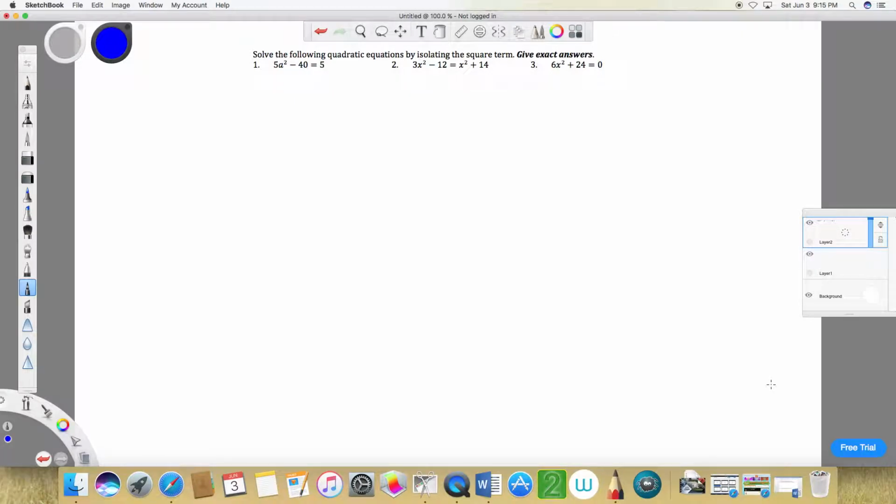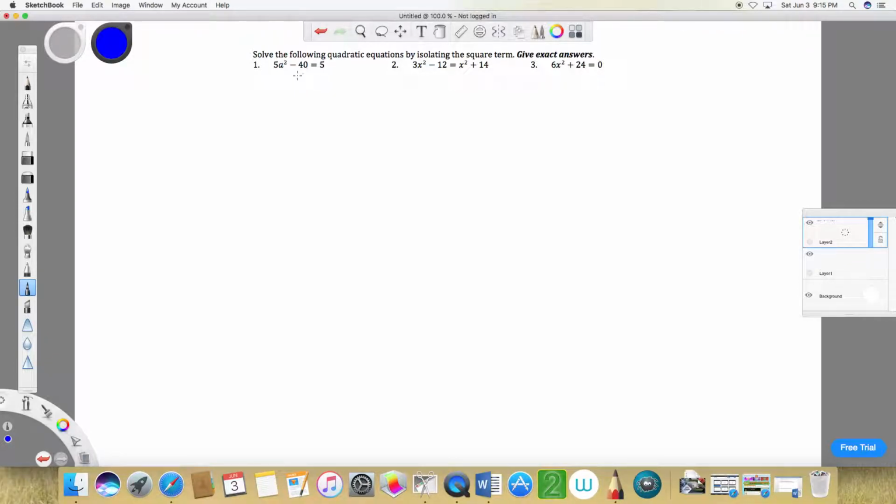Let's take a look at these three problems. They are solving quadratic equations, but we notice that there is no linear term. We just have a squared term. So we're going to isolate that squared term, take the square root of both sides, and solve it that way. So let's take a look at number one.